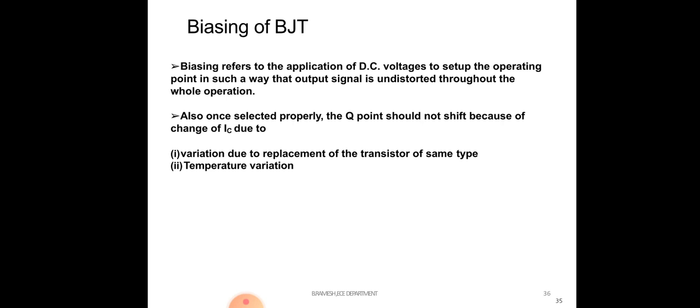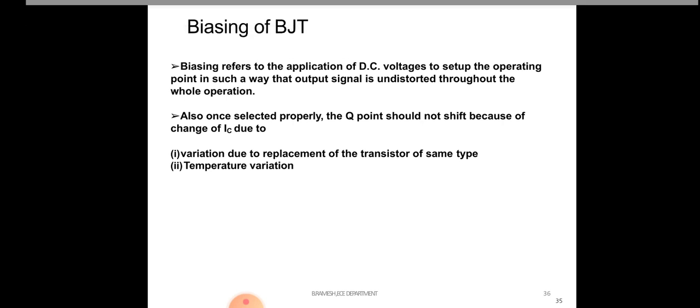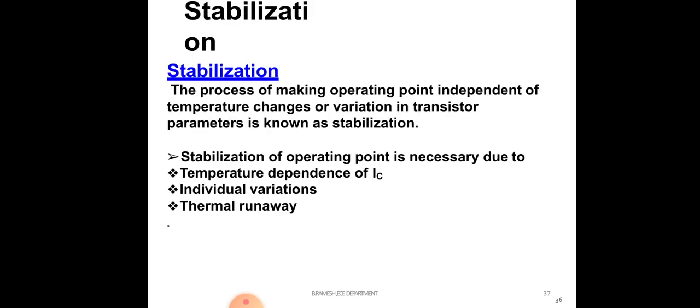So by providing self bias, you can ideally make the operating point in a fixed position. Okay, stabilization. The process of making the operating point independent of temperature changes or variation in transistor parameters is known as stabilization.